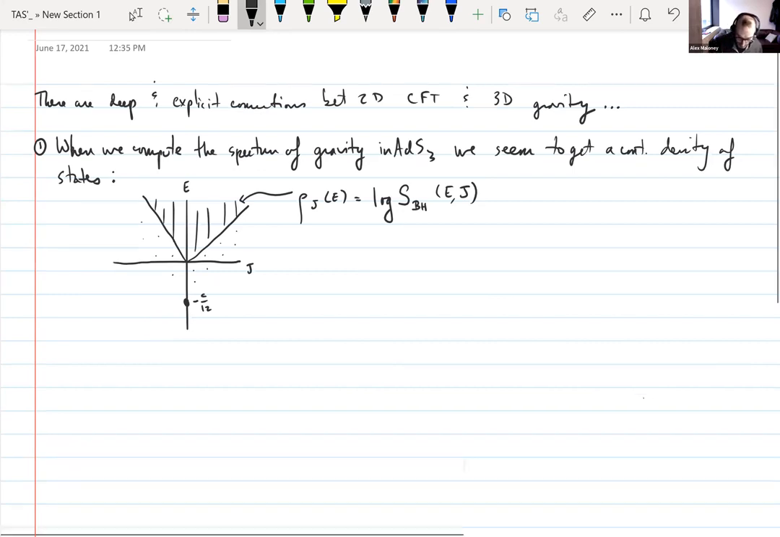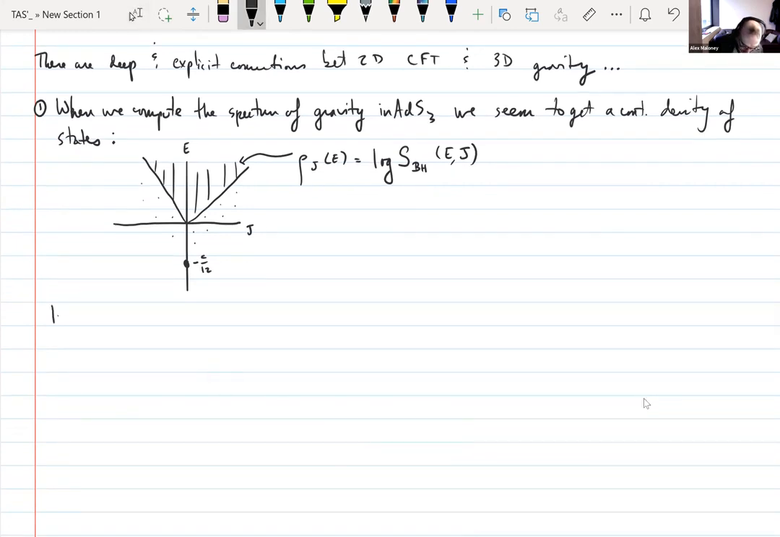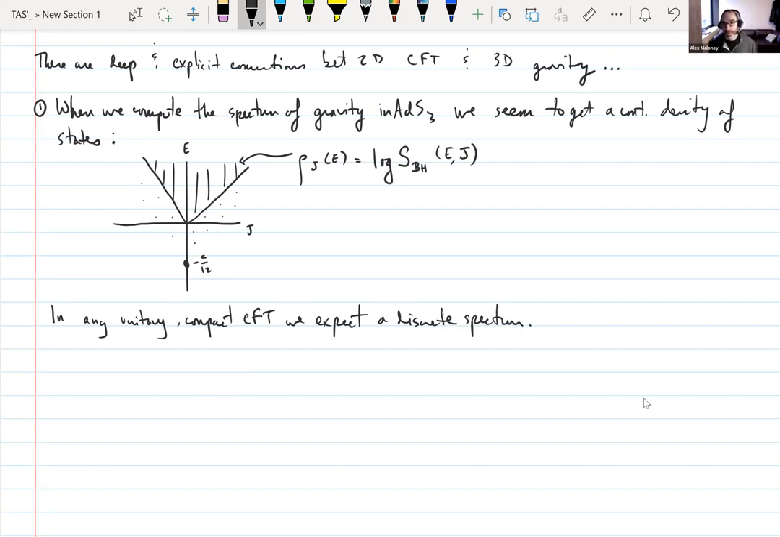Okay. On the other hand, in any unitary conformal field theory, we expect a discrete spectrum of states. And indeed, in really any quantum mechanical theory in a system of finite size, we expect a discrete spectrum. And so if gravity in AdS is indeed a standard quantum mechanical system, we would expect some sort of discrete spectrum. Okay. So this is a puzzle.